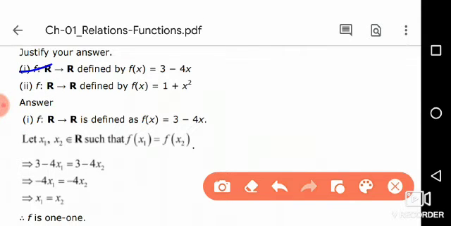F from R to R defined by f of x is equal to 3 minus 4x. You have to check whether the function 3 minus 4x is 1-1 and onto or not. Similarly, another sub-question in the same problem is given to you.